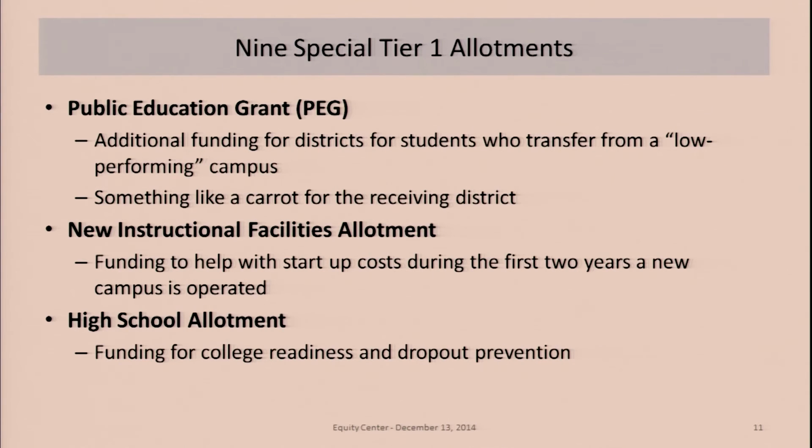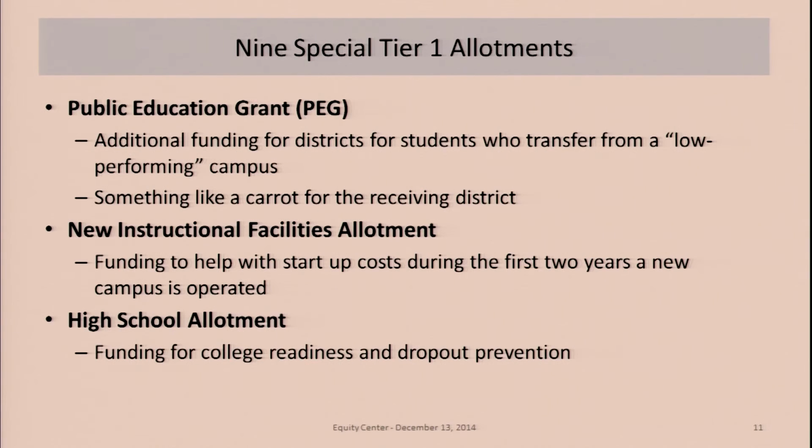There's a public education grant, which is kind of like a carrot. If a child is in some other school district that is low-performing, where more than half of the kids have failed the test, or a campus that meets certain criteria, they can transfer into another district that's not low-performing. This grant is to encourage the receiving district to take these children because it gives them some extra funding.